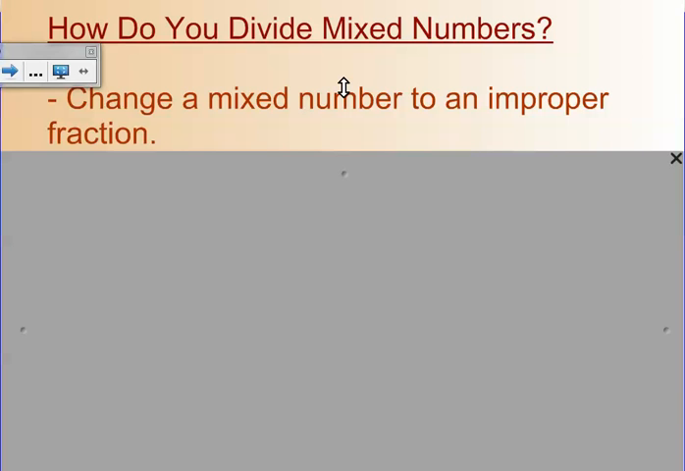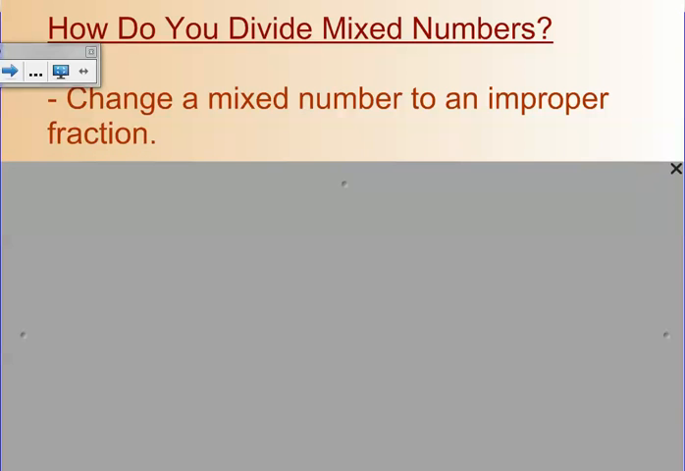Remember, you're not allowed to do anything with whole numbers when you multiply and divide now. That's going to send you to math jail. It's illegal. Do not break the math laws. So if I had a mixed number, I would change it to an improper fraction before I did anything else. Then I'm going to follow my steps of KFC.